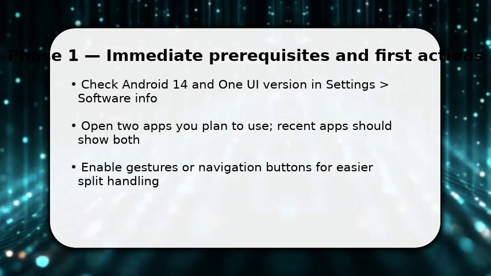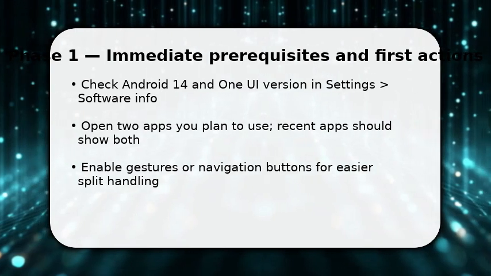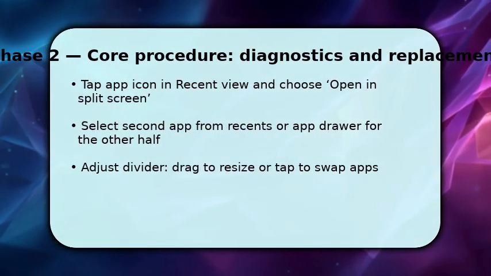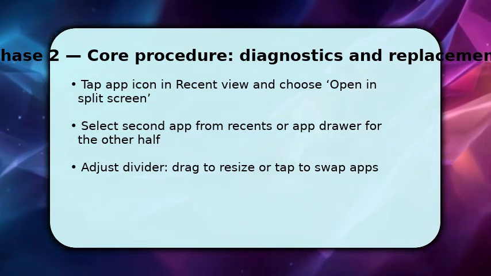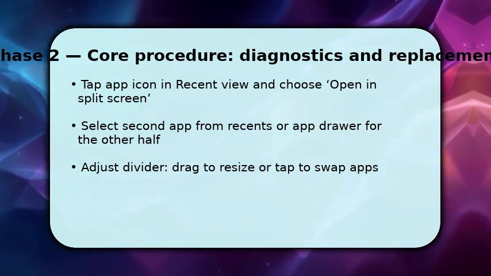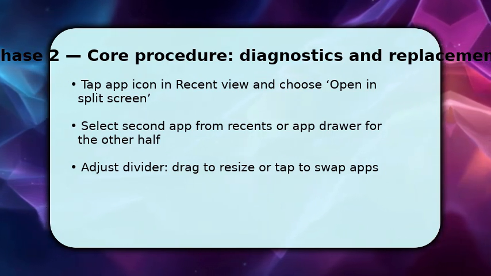Now, access recent apps, swipe up from the bottom or tap recents. Immediately tap the app icon at the top of its card to reveal the split screen option. You select Open in split screen on the first app. This pins it to the top or left depending on orientation. Then choose the second app from recent apps or the app drawer to fill the other pane.